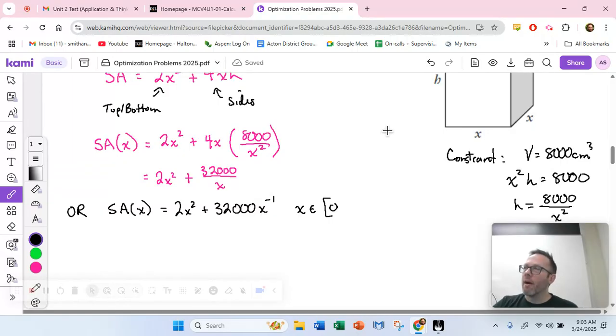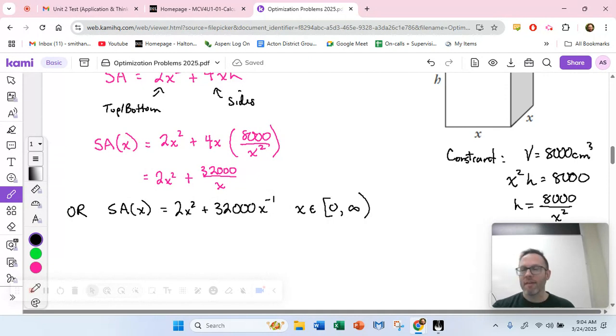Like, you can't have a negative length for a box. That'd be kind of weird. But is there really any maximum value for x? As x gets really big, the height of the container would just shrink. In theory, you could have a box that is like a mile wide and a mile long, and the height would just be like a picometer or something like that, right? That'd be a silly box. But in theory, you can make x as big as you want. So we'll say the domain of this function, the lower value is 0, the upper value is infinity.